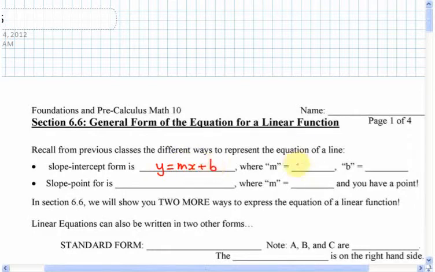Yes, where m stands for the slope and b stands for the y-intercept. Good.